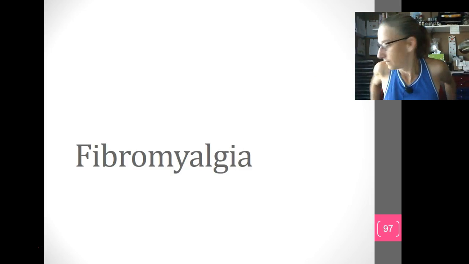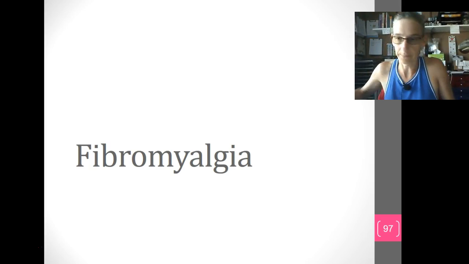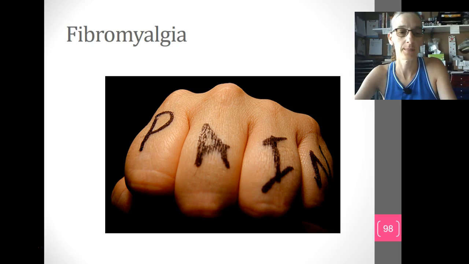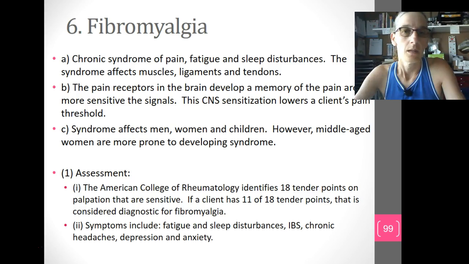Alright, fibromyalgia. I'm sure many of you have heard of fibromyalgia. It is a chronic syndrome of pain, fatigue, and sleep disturbances. The syndrome affects muscles, ligaments, and tendons. Pain receptors in the brain develop a memory of the pain and are more sensitive to the signals. So the CNS, the central nervous system sensation, lowers the client's pain threshold. The syndrome affects men, women, and children. However, middle-aged women are more prone to developing the syndrome, and I know several middle-aged women who have fibromyalgia.